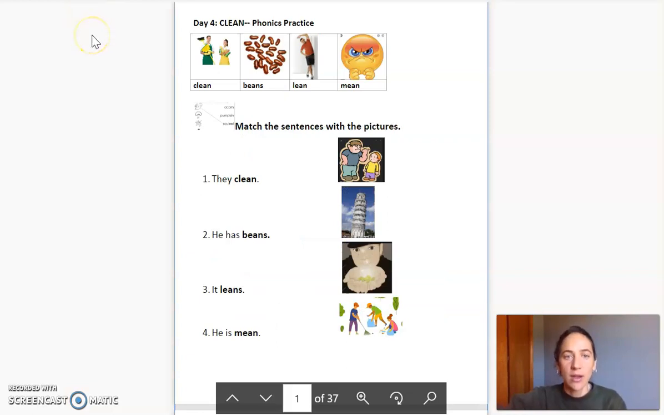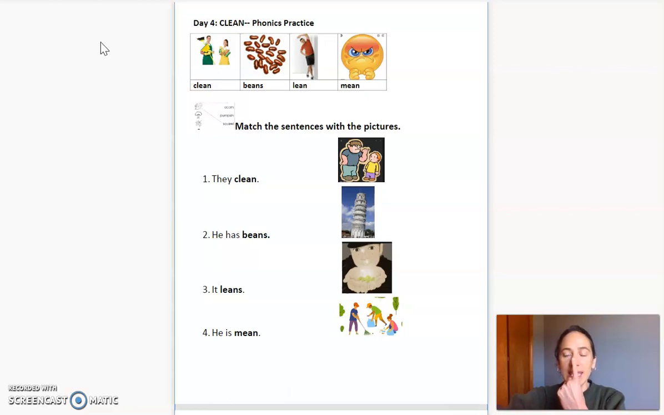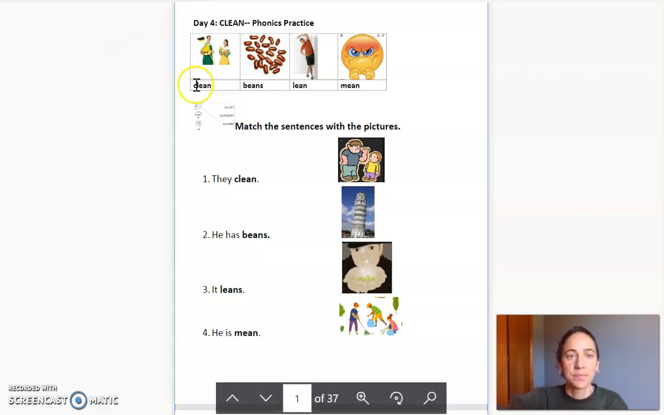So to start, we're going to be looking, like I said, at the letters EA. When I touch my nose, I say the name of the letter. The sound they make is E. Please repeat after me. E-A, E. Let's look at some words that have that pattern.